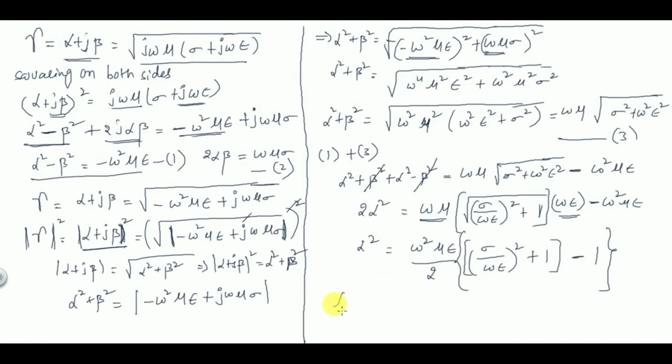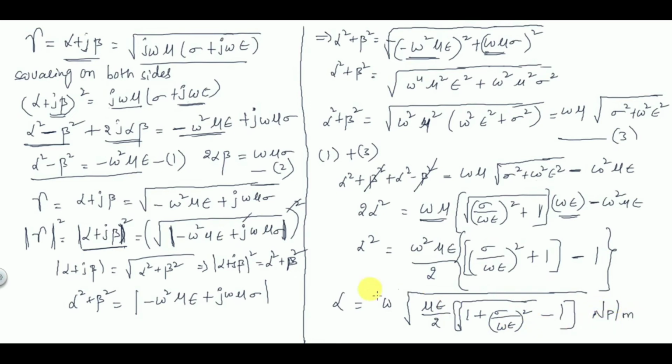So the expression for alpha is the root of this. Taking the root, I take omega into root of mu epsilon by 2 outside, into root of 1 plus sigma by omega epsilon whole square, minus 1. So this is the formula, which is in Nepers per meter.